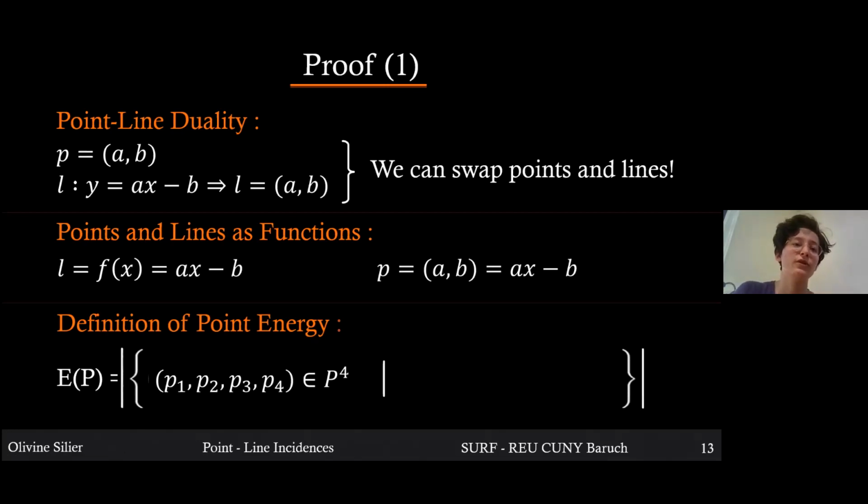And this is going to be noted as E of P, where P is your point set, or equivalently your line set. And this is just going to be the number of four tuples in the point set you're considering, such that this is true. And here, notice that we're using composition, like function composition, on these points, and that is possible because now we can consider points as functions, as linear functions, through this point line duality.